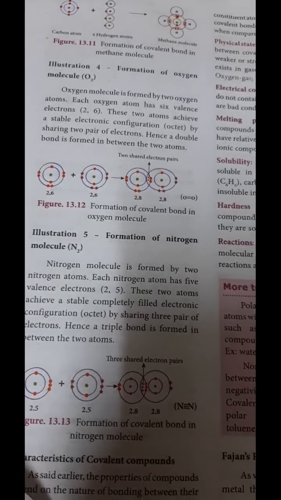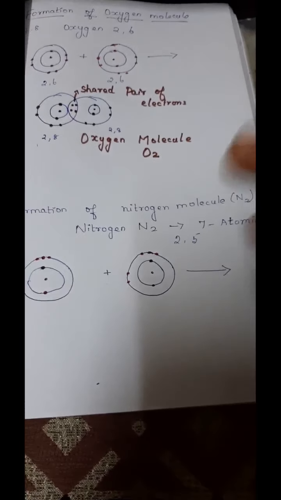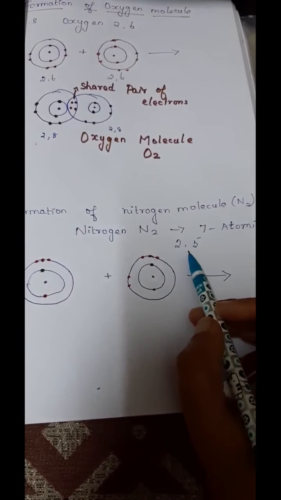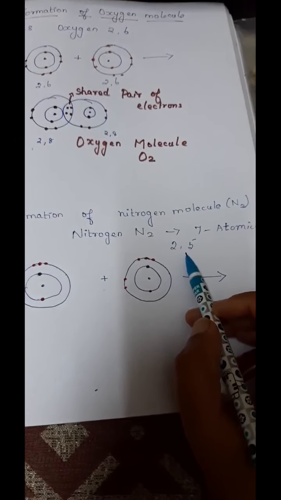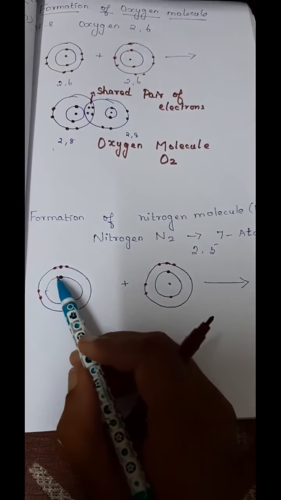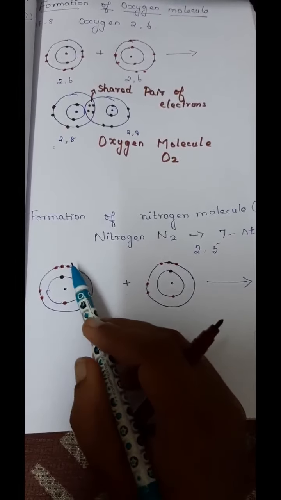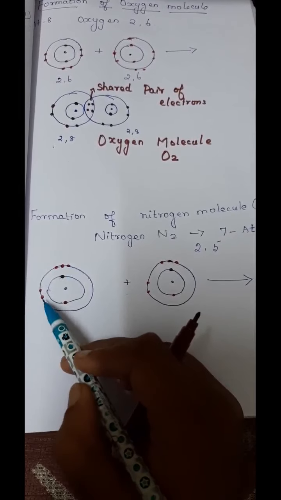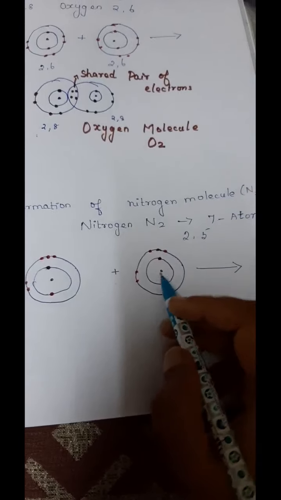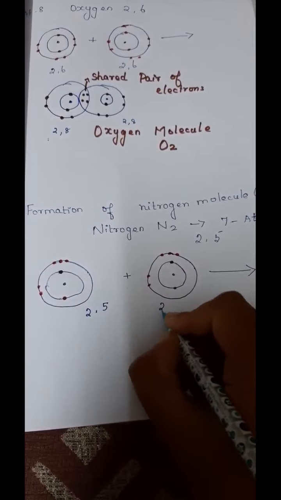Next, we'll see about the formation of the nitrogen molecule. Nitrogen molecule N2, atomic number 7, electronic configuration 2, 5. So the first shell will be having 2 electrons, 1, 2, and the next shell will be having 5 electrons, 1, 2, 3, 4, 5. Similarly, the other nitrogen atom is also 2, 5.